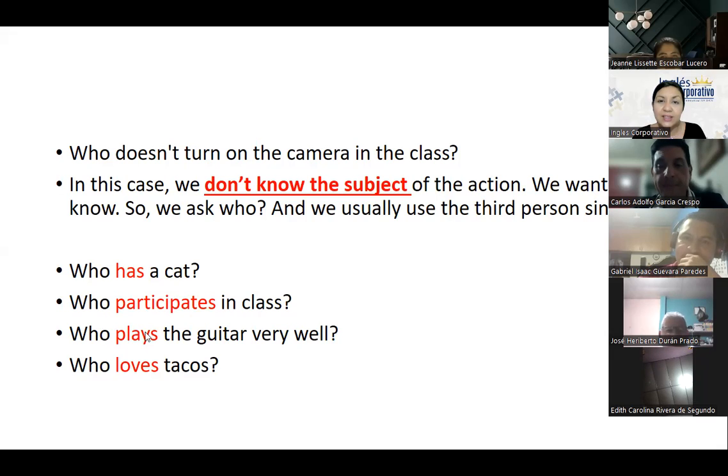Yes, as you can see in the slide, when we don't know the subject, como no sabemos el sujeto, we make the question like this: Who, the verb in third person singular, and the complement. Because we are asking for a third person, right? Okay.